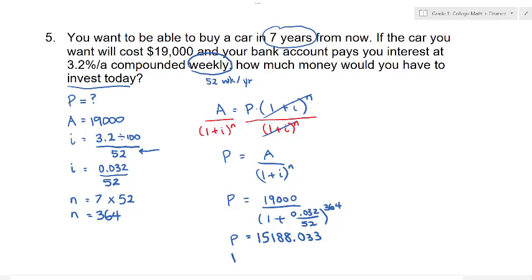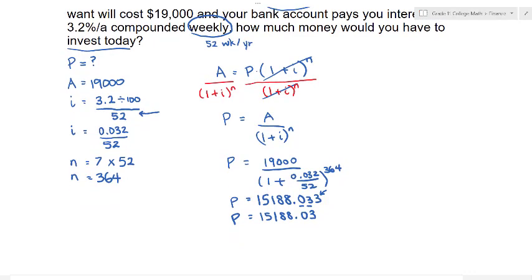33. So that final 3, or the second decimal place, 15,188.03, we want to round to 2 digits after the decimal. That second number is a 3, but followed by it is a number that's less than 5, so we keep that 3 the same. We don't round it up to a 4. So the question says, how much would you have to invest today? So you'd say, therefore, I would have to invest $15,188.03.